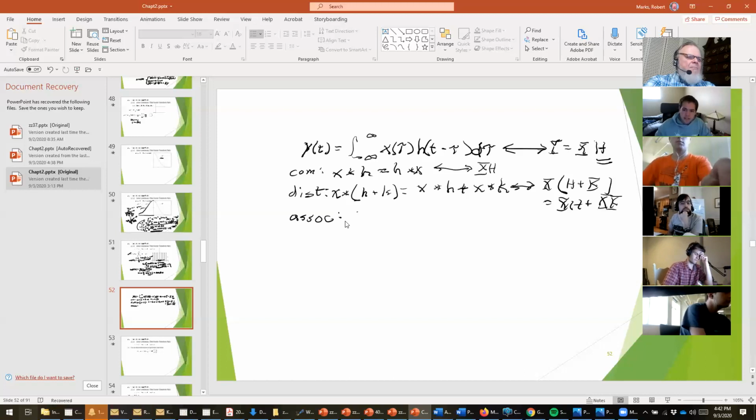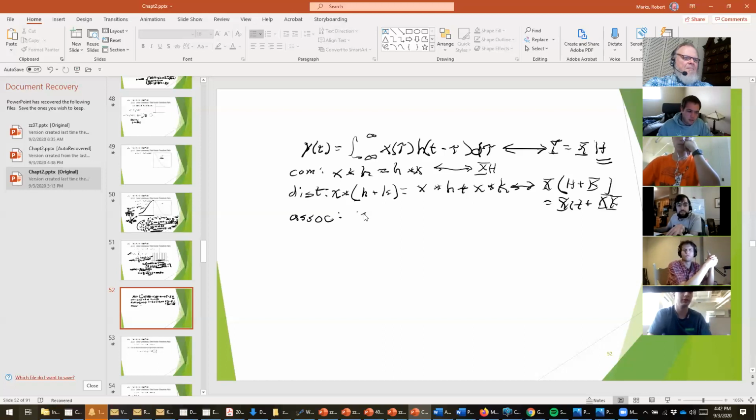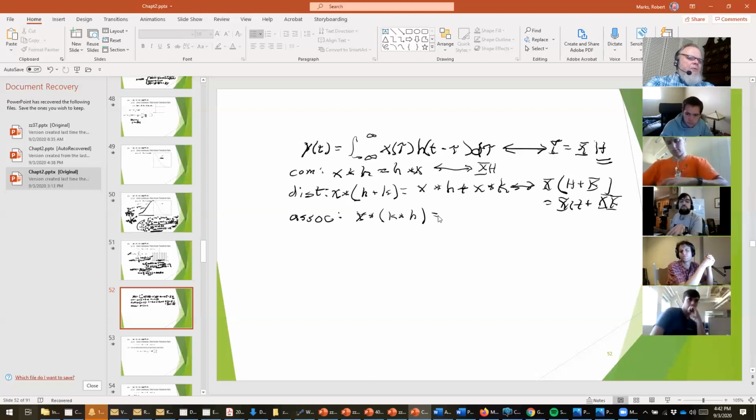It's like distributive, except you can do the parentheses in any order. X convolved with K convolved with H, there you go.